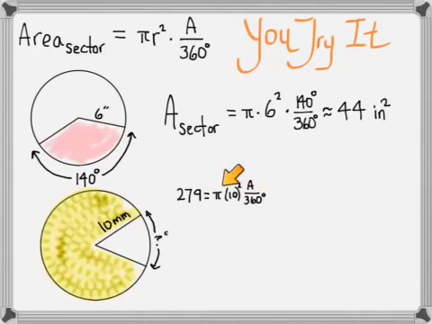So I look over here, I say, okay, I've got pi times 100 divided by 360 times A. Use my calculator: pi times 100 divided by 360 is 0.8726. So then I have 0.8726 times A, and that is still equal to 279. So I need A by itself. I divide both sides by 0.8726.